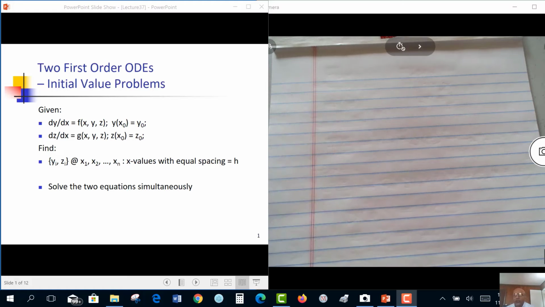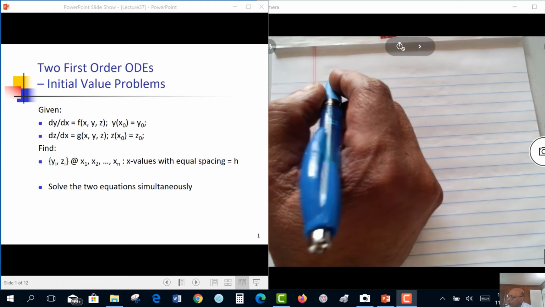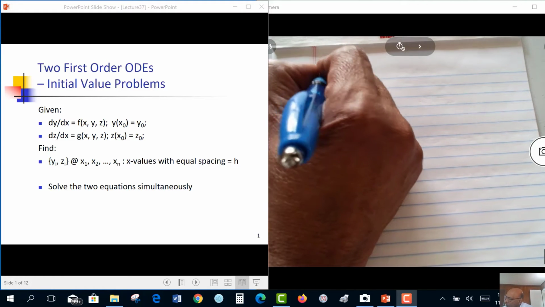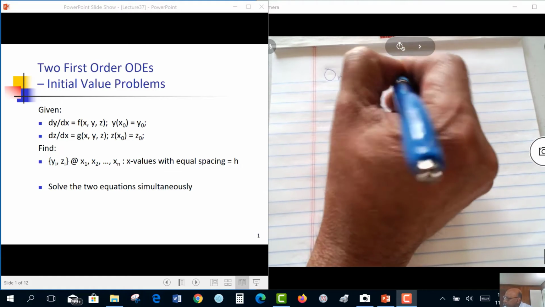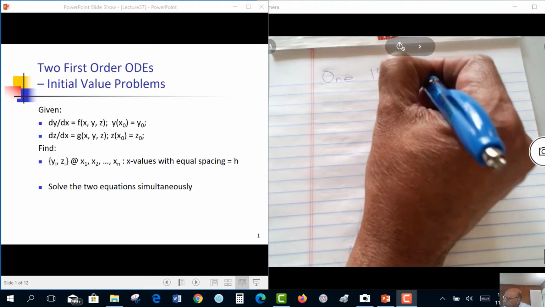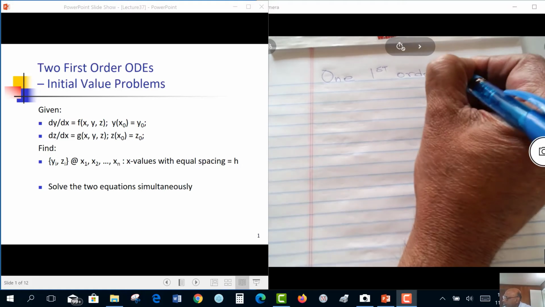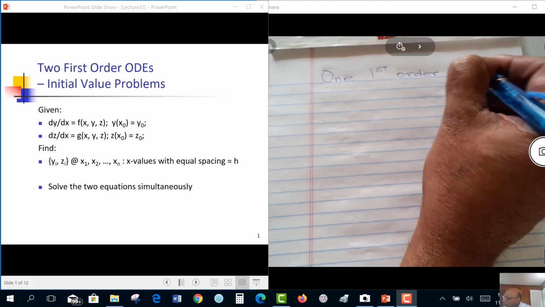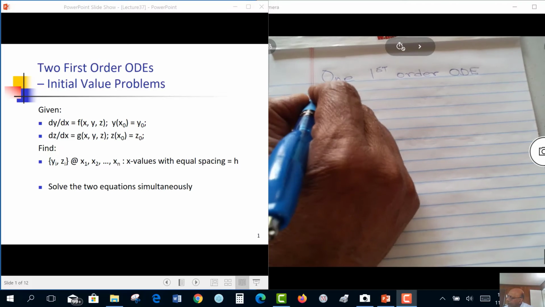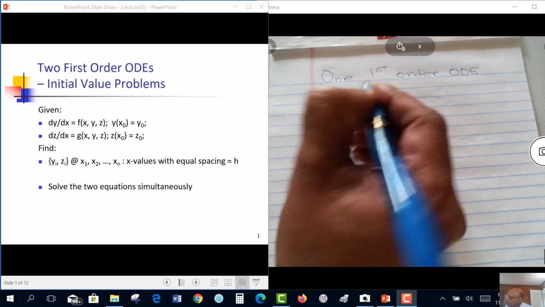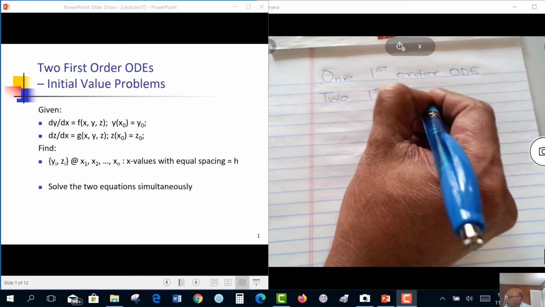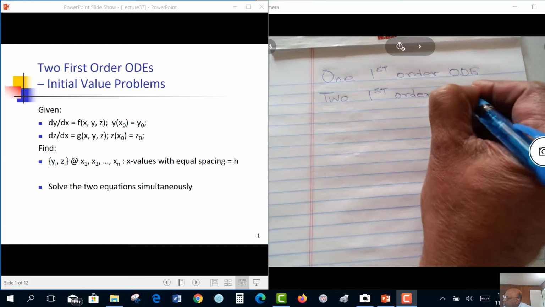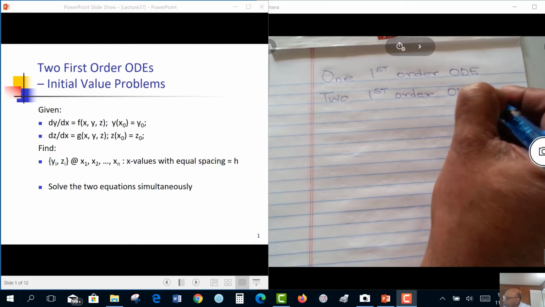Over the last couple of weeks, we have learned to solve. We began with one first order differential equation, and then we extended our methods to two first order ordinary differential equations.